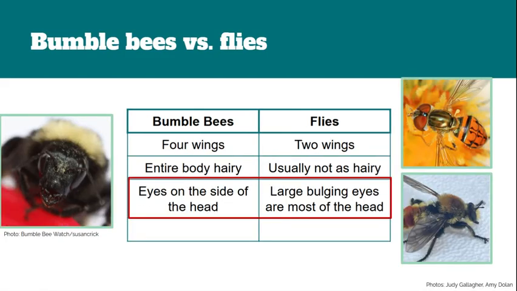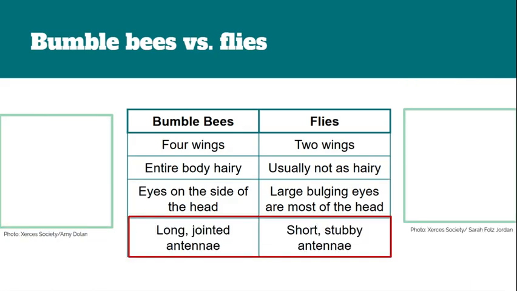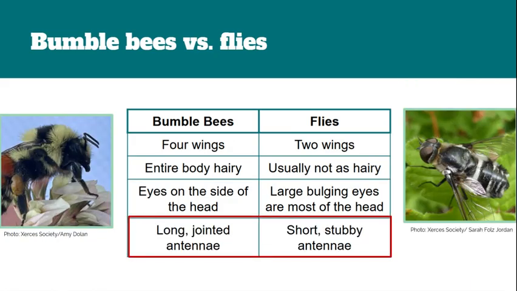Another characteristic to look at is the eyes. Bumblebees' large compound eyes are on the sides of their heads, with a great deal of space between the 2 eyes where the antennae attach. Flies typically have much larger eyes, taking up almost their entire heads. Finally, look at the antennae. Bumblebees have long, jointed antennae, while flies have shorter, stubby antennae. This might be one of the easiest characteristics to notice on bee mimicking flies.